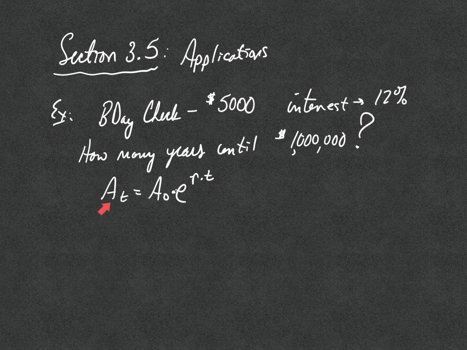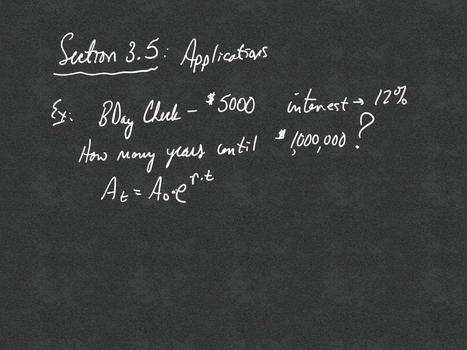Okay, so A sub t is the amount of money after time t. A sub 0 is the initial amount of money. e is our natural base. That's that 2.71828 number. r is the interest rate as a decimal. And t is time, the number of years. And of course, that's what we're going to be searching for in this case. How many years does it take for the $5,000 to become $1 million? So we're looking for time.